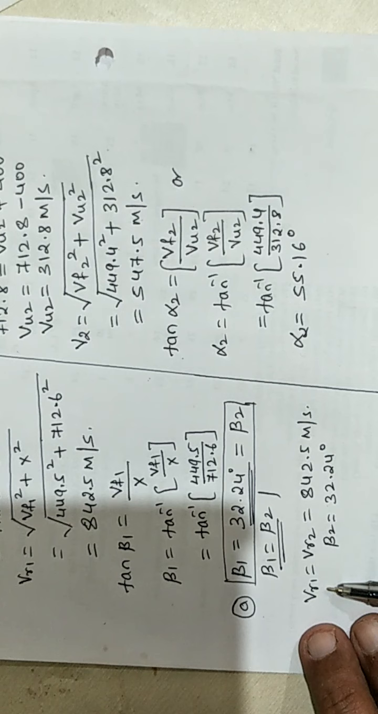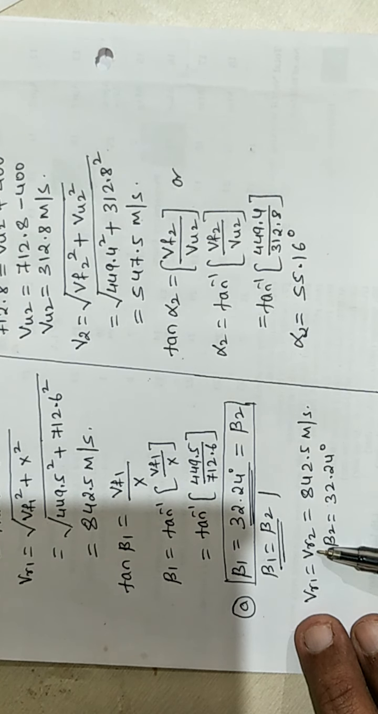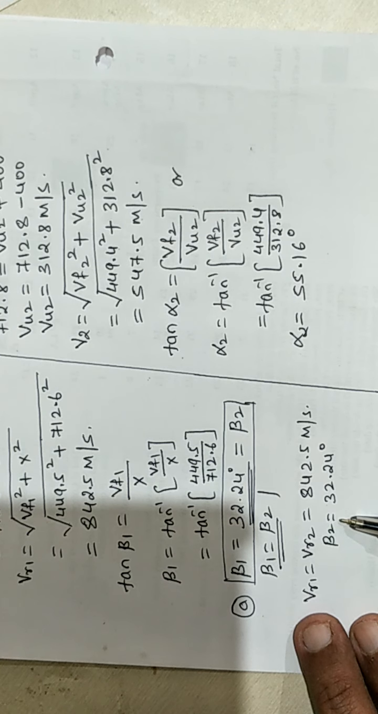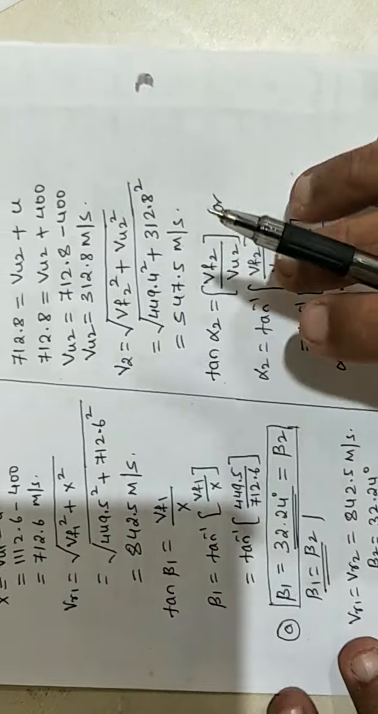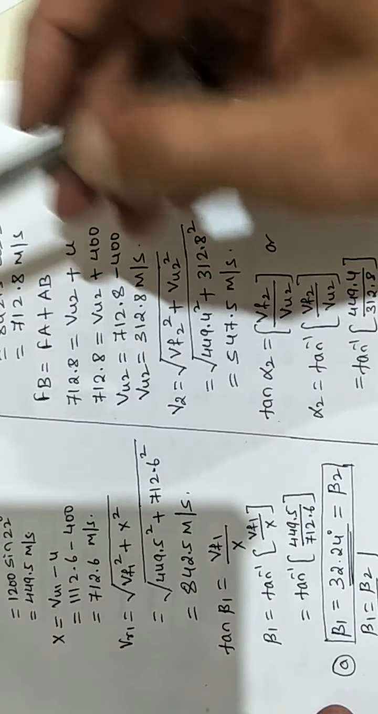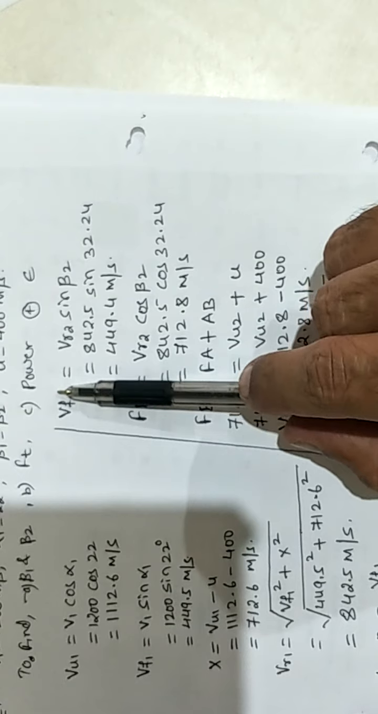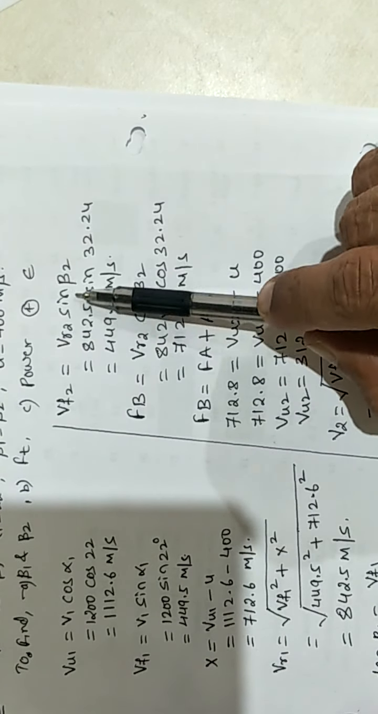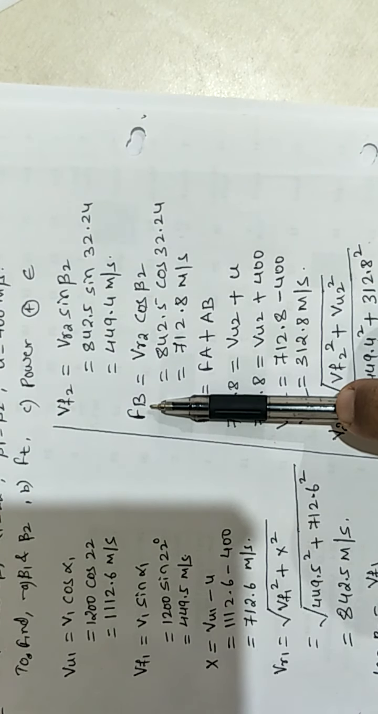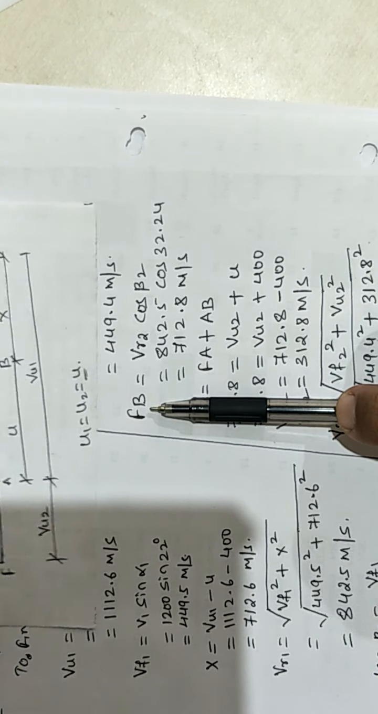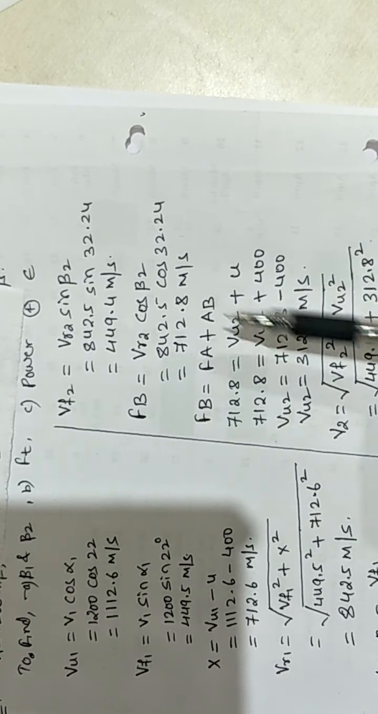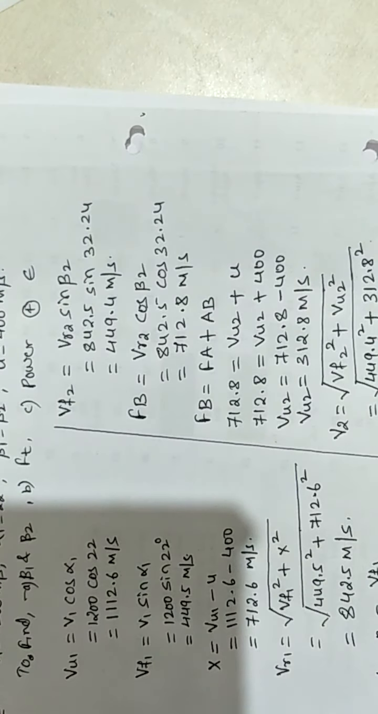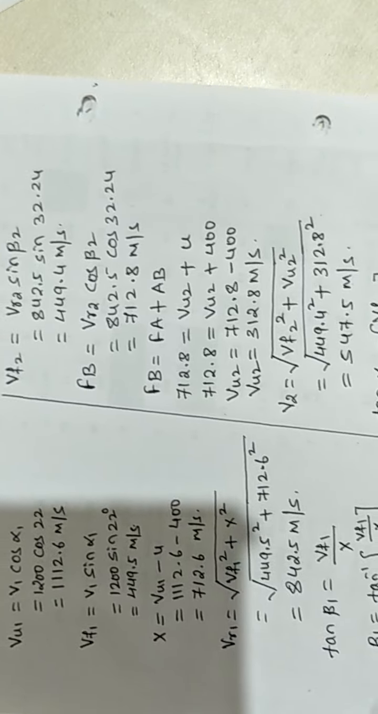Then we have to go to the exit velocity triangle. We have to implement the condition Vr1 is equal to Vr2, along with beta 2, that is beta 1 is equal to beta 2 in this problem. Then you have to follow the same equations to calculate Vf2. So Vf2 is equal to Vr2 sine of beta 2, then Fb. So from this velocity triangle, Fb is equal to Fa plus Ab. So I have tried to make the problem as simple as possible.